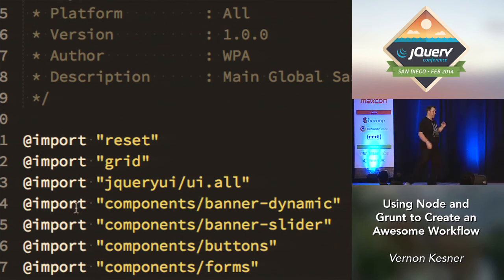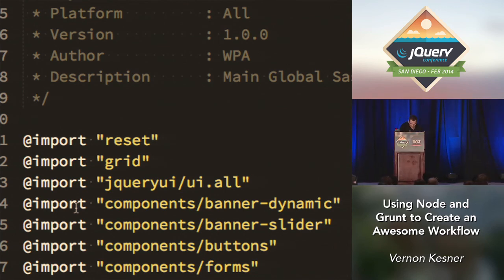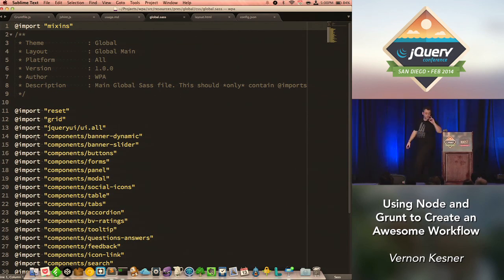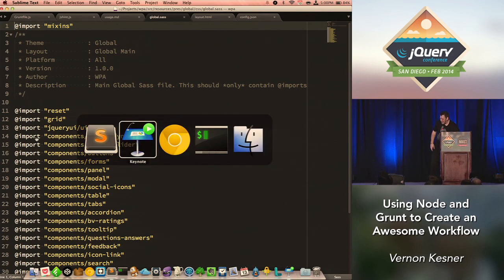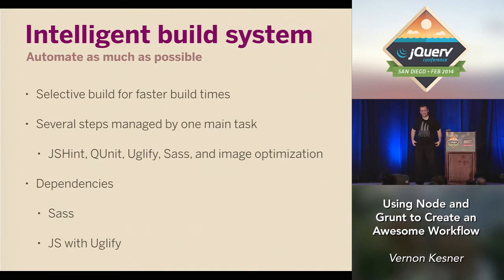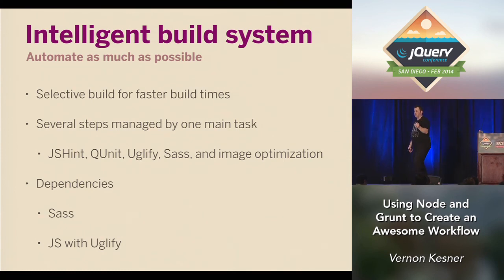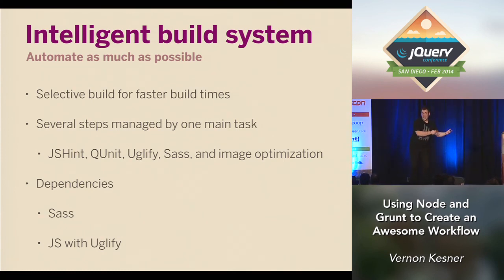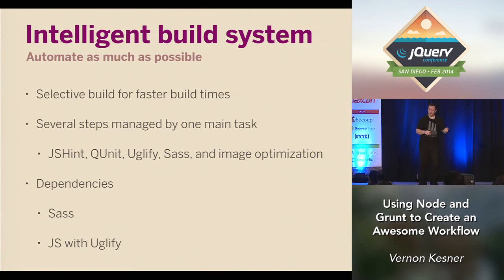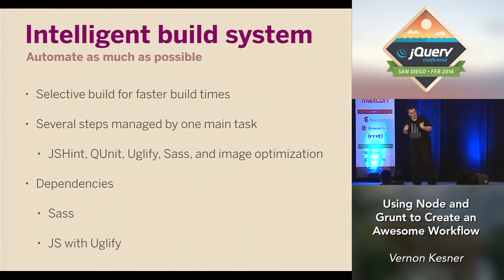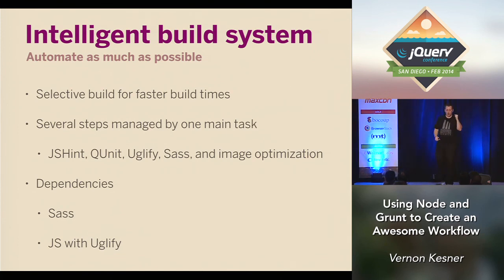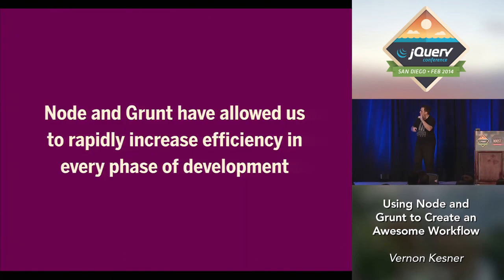Now, quick word of warning, and this is it. I'm going to be done, I swear. SAS does compile kind of slowly, right? It's a dog if you have to use Ruby. It's slow. If you don't use Compass, you can use libsass, which is a C/C++ compiler, much, much faster. If you have the opportunity to do that, do it. But we use Compass, so we're kind of leveraged to that right now, hoping for support in the future. But then JS with Uglify.